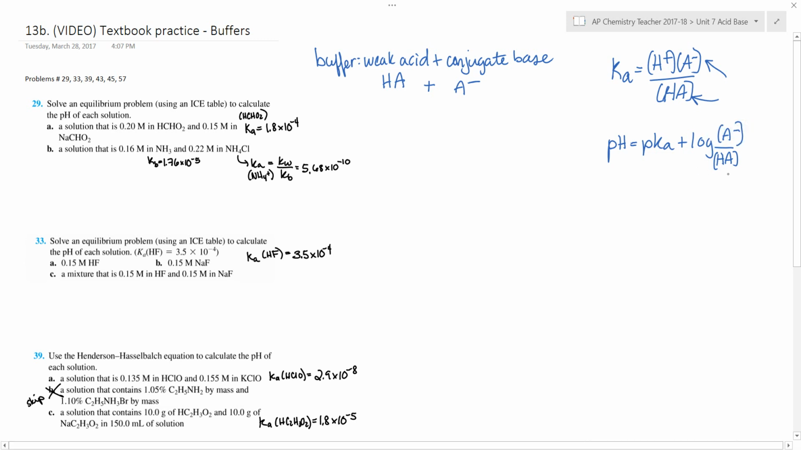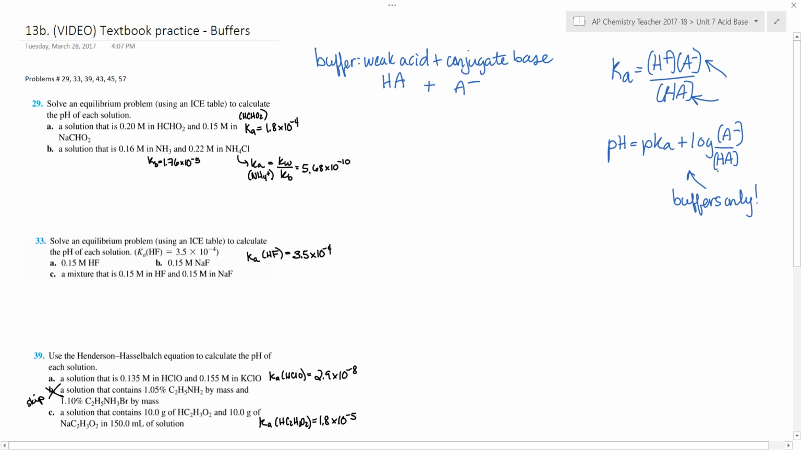This equation you can only use for buffers. So this one is for buffers only. If you're trying to solve for pH and you don't know the molarity of HA and A-, you can't solve. So you can only use this if you have a given amount of HA and A- in your solution. This top equation you could use for a weak acid or for a buffer, so this one's a little more universally applicable. So just be careful with the Henderson-Hasselbalch, only use that for buffers.